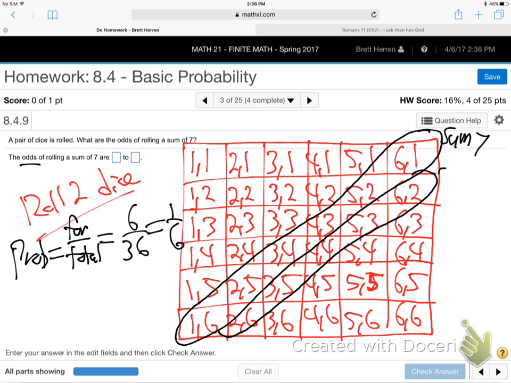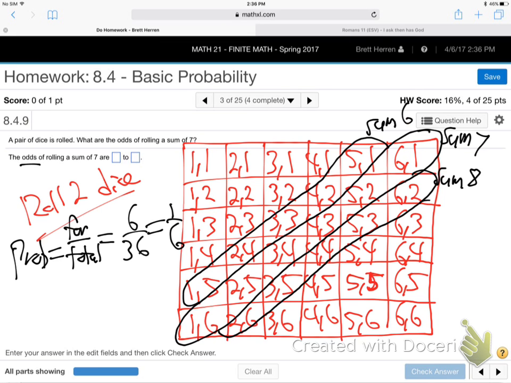Next diagonal, 1 less. There's 5 out of 36. See how it's a little bit smaller diagonal? So that's what I'm saying. 7 is the most likely sum. One below it, a sum of 6, and a sum of 8, both have just 1 less likelihood. They're both 5 out of 36 instead of 6 out of 36. They're just a little bit less likely.